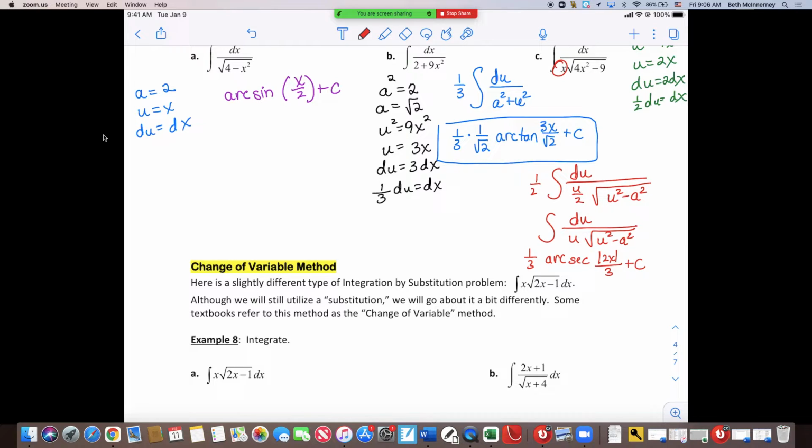Okay, so what I said is on the quiz Tuesday, I'm not putting one of those three on there. This next part, the change of variable method, is. That will be on there. I don't want to have anybody confused.